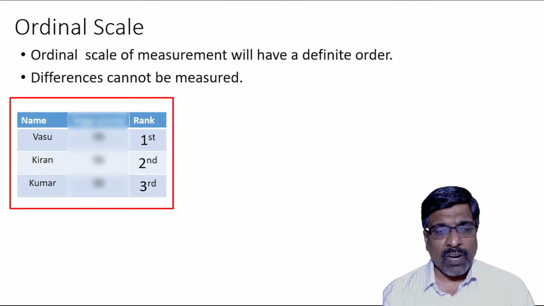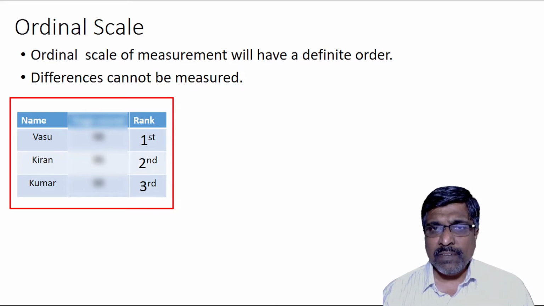Now we know that Vasu has got first rank and Kiran has got second rank and Kumar has got third rank. Now what does this signify? It has a certain order, that is first rank, then we have a second rank, then we have a third rank. So this signifies that Vasu has performed much better than Kiran and Kiran has performed much better than Kumar. But we don't know what is the percentage of difference or what is the difference between their performance.